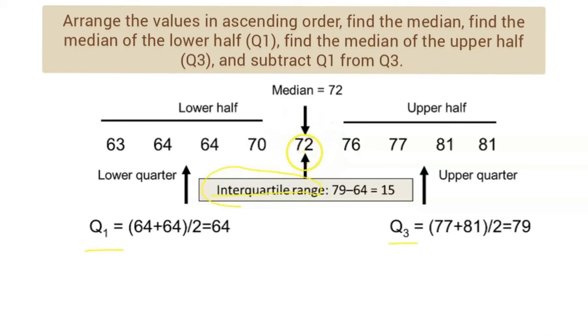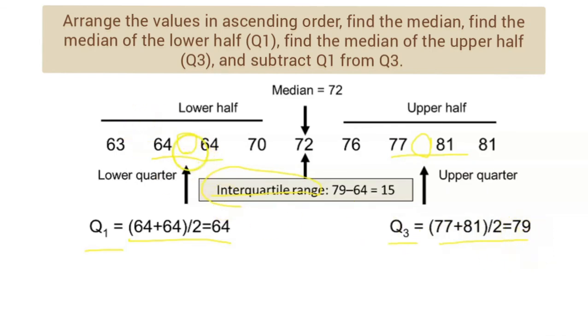Now, you have to determine also the median of the lower half. The median of the lower half is here. It's 64, which you got by getting the average of these two values. And then you will also get the median of the upper half. It should be here, which is the average of 77 and 81.